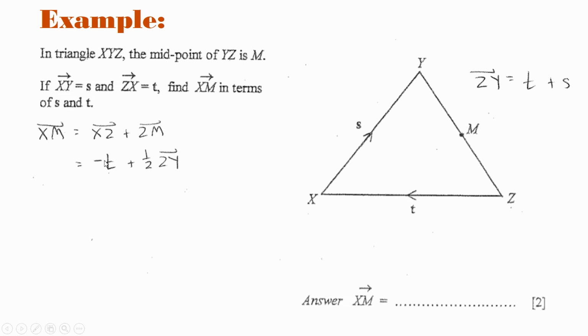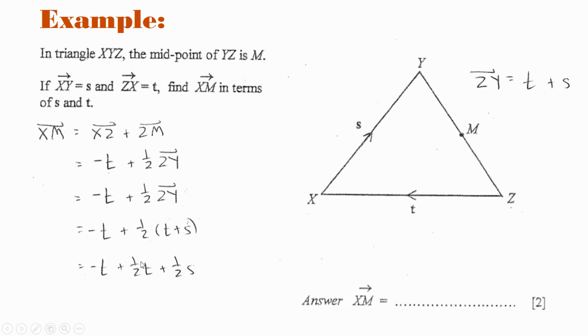You don't need to have written it twice, that's fine. You didn't even have to write this step at all, you could have gone straight to that, because you worked out what ZY is on the side here. So negative T plus half of this. And then you might want to expand the brackets. Half times that: negative T plus a half T plus a half S.